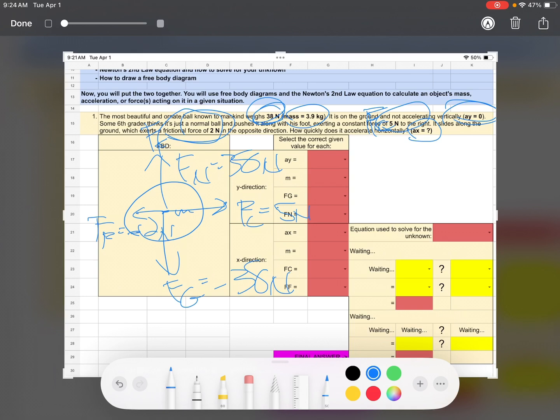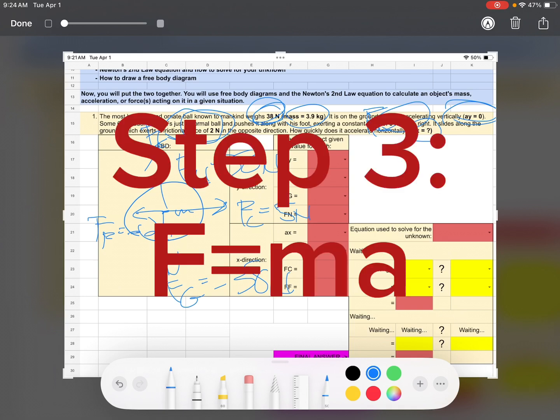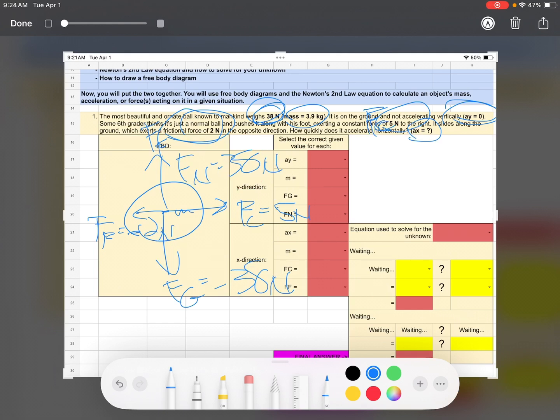Step 2. Step 3, F equals MA. Let's just simplify it to that. F net equals mass times acceleration. If you're like, well, I thought it was A equals F net over M, it doesn't matter. It's all the same equation, just rearranged depending on what you're solving for. But just to simplify it, always start with F net equals MA, okay?